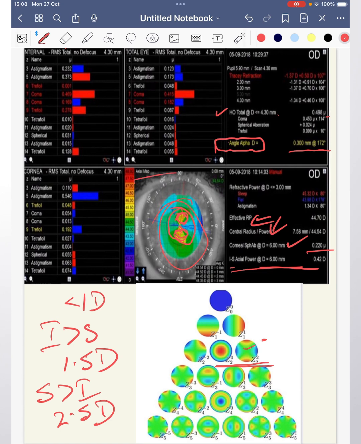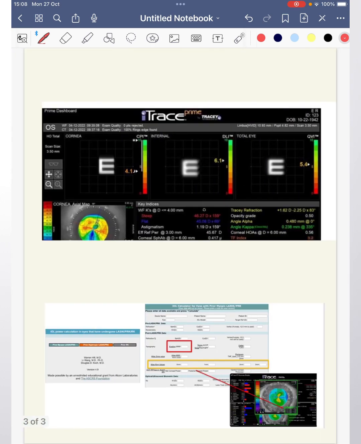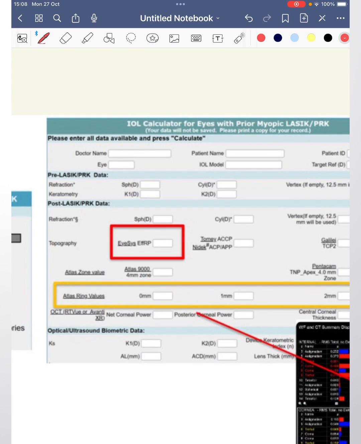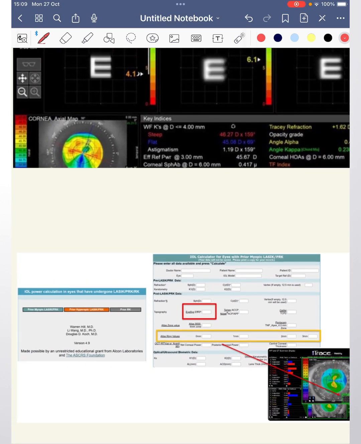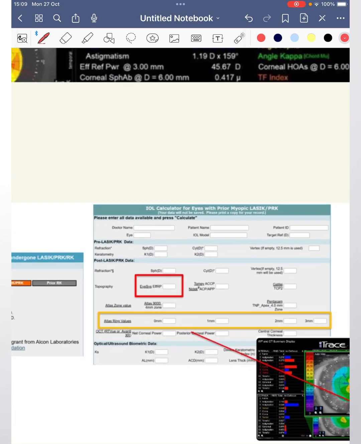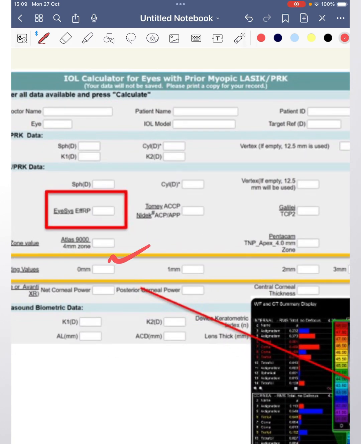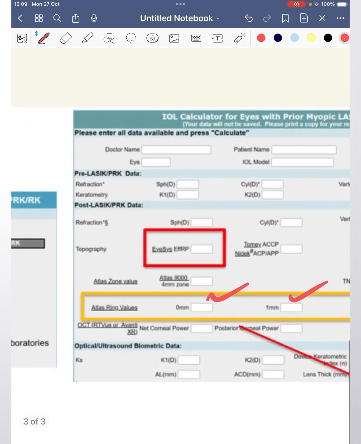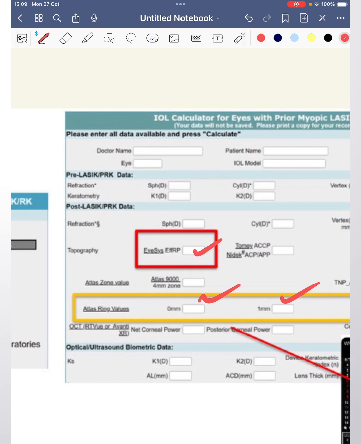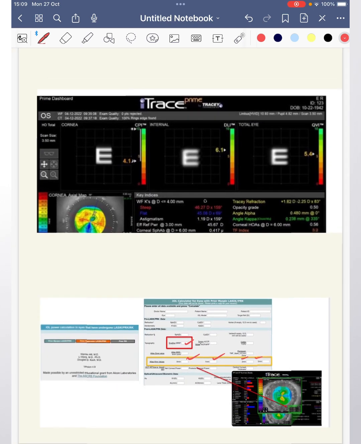So this is an axial map over here, and you find a lot of values, that is 0, 1, 2, 3 millimeters. How do you use these values? If this patient is a post-LASIK patient, then you can go into the ASCRS website for the calculation of IOL power, and you can put in the 0, 1, 2, 3 millimeter values over here. You can also put the effective real power of the iTrace in this column over here, and get the power of the IOL, right?